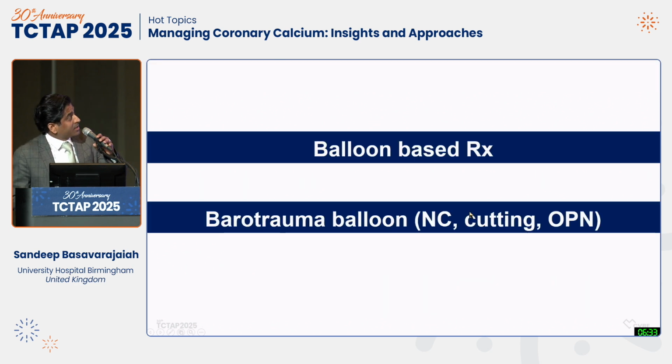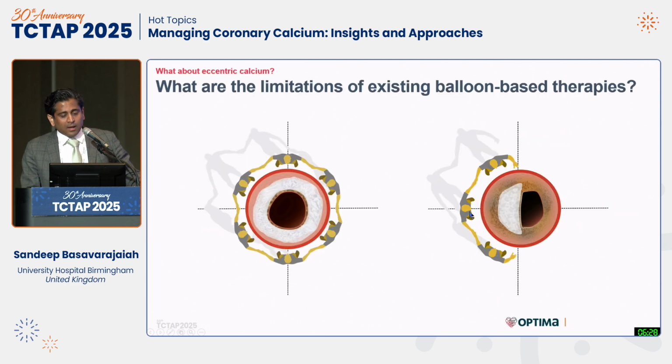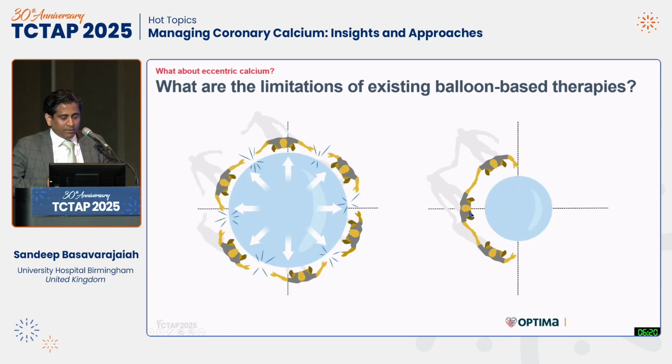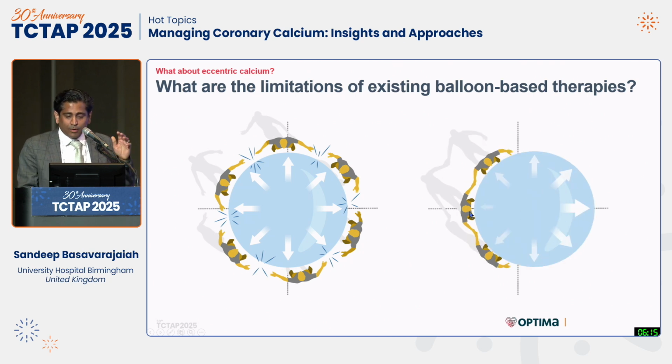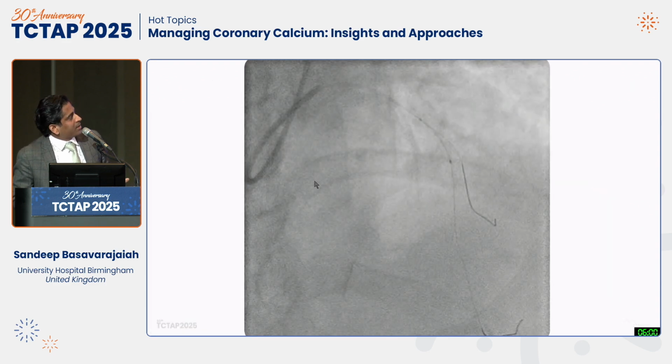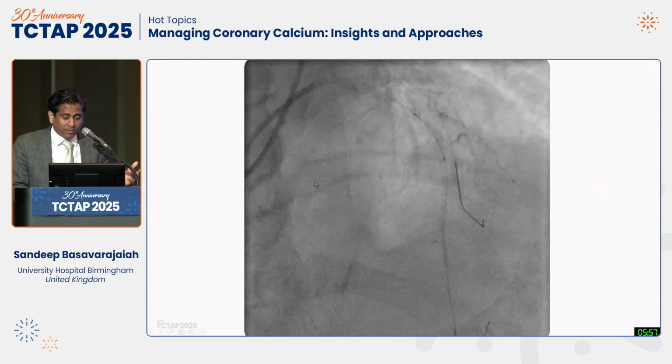So let's look at the balloon-based treatment, which mainly works on barotrauma, like non-compliant balloon, cutting balloon, or OPN. The risk, obviously, is in eccentric calcium, as you could see in this beautiful slide by the OPTIMA group, that when you expand concentric calcium, it uniformly breaks the calcium. Whereas if you do it in an eccentric lesion like a calcified nodule, it goes more to the non-resistant area. And you can see in this picture here, there is a significant wire bias, and you could see the balloon is expanding more to the non-calcified area, and you can see it in the schematic. And what happens when you go high pressure? You can have a perforation.